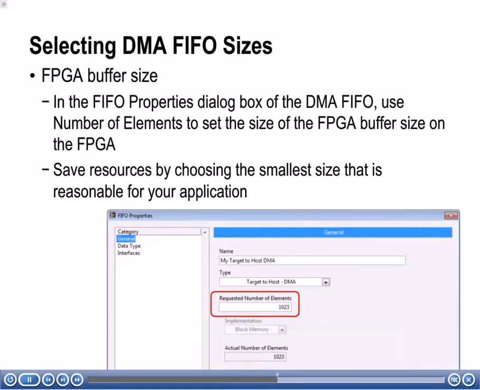The next thing you want to look at is the FPGA buffer size. In the screenshot on the bottom, you see that in red, we've highlighted requested number of elements. This is where you would set what you want the buffer size to be. You want to save resources by choosing the smallest size that is reasonable for your application.